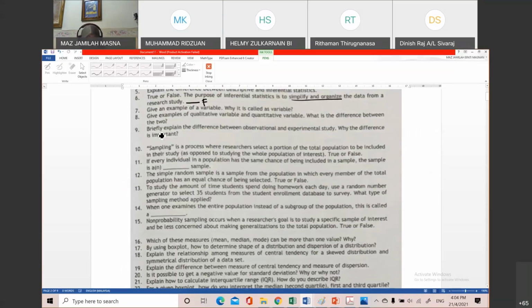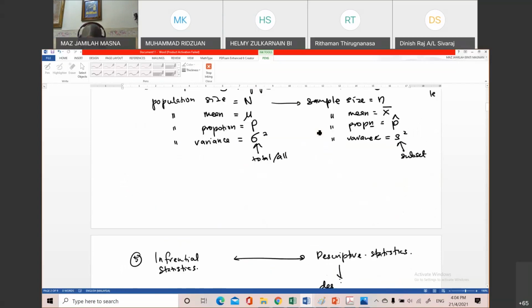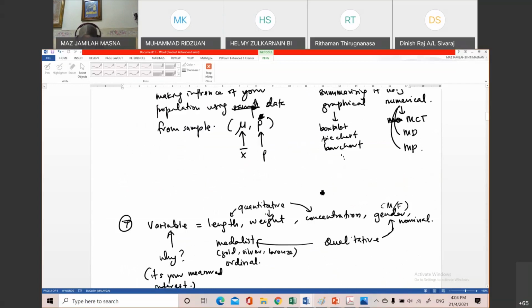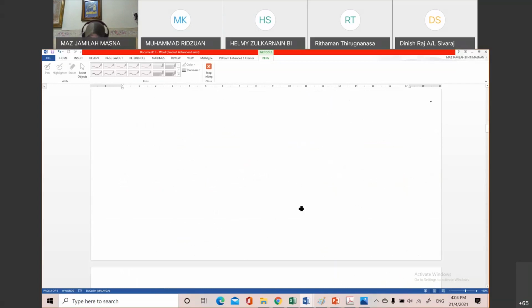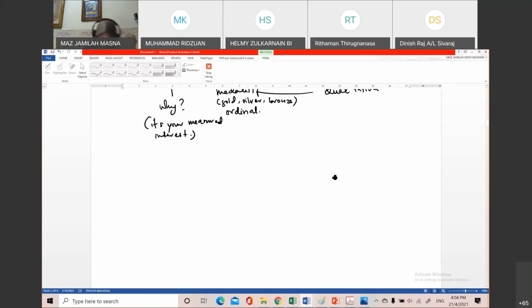Number 8. Give an example of a qualitative variable and a quantitative variable. We have discussed that. Number 9. Briefly explain the difference between observational and experimental study. What is the difference? Why is it important? Observational versus experiment.